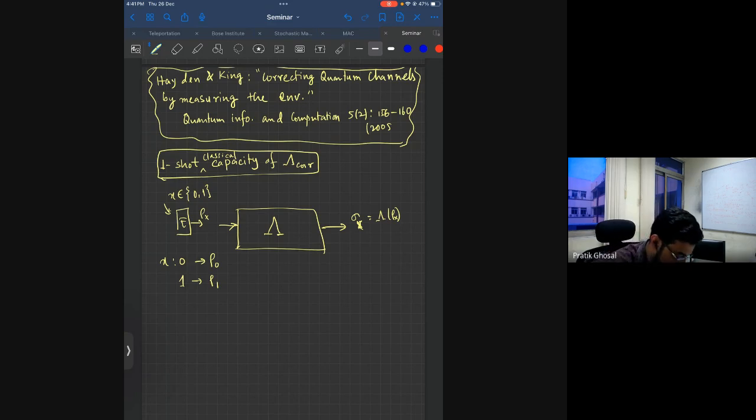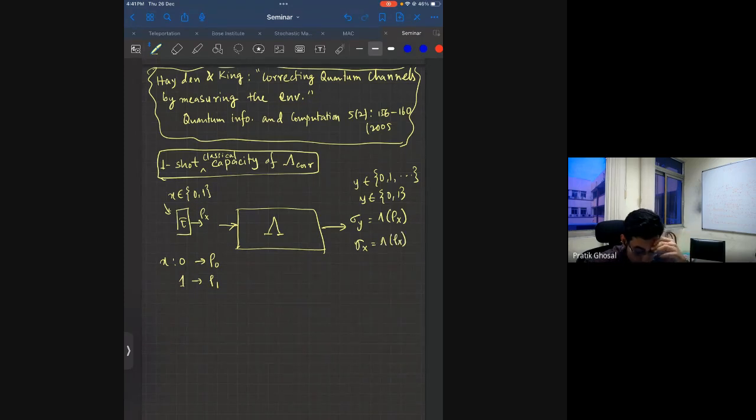I was using different notation for this output symbol because for one x, you can have multiple inputs. In general, you can have the input index and the output index different, and you can have more than 2 indices also. But for the time being, let's consider the simple case where y and x are the same. So you get sigma x, which is lambda of rho x. Now this sigma x actually carries the information of the system.